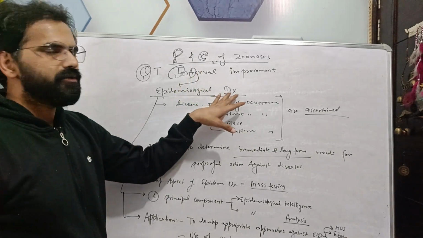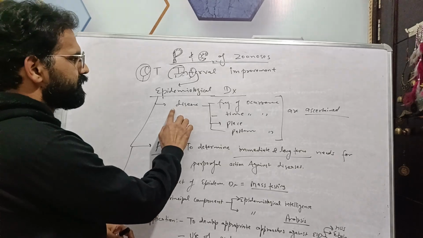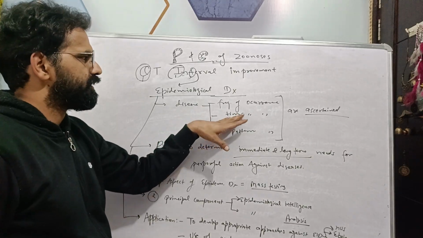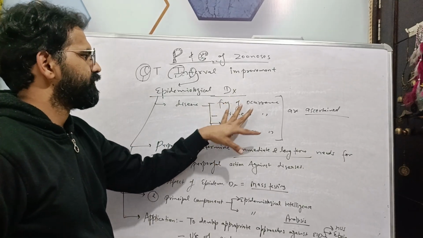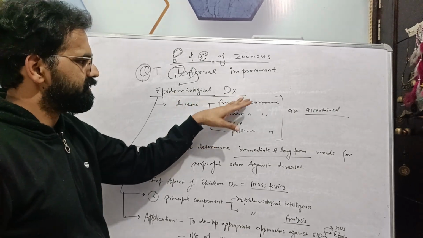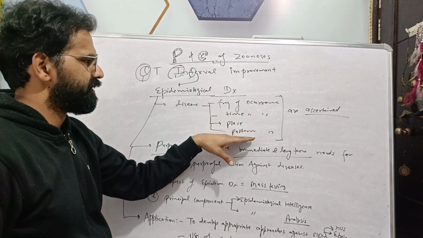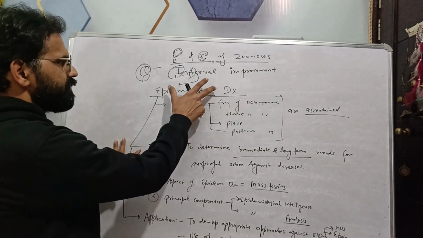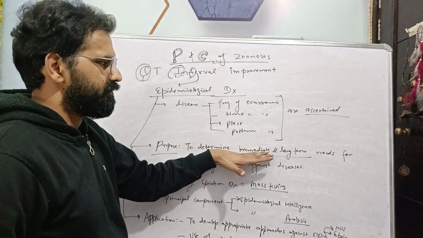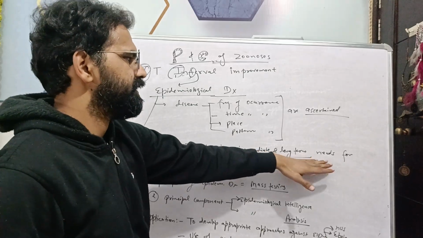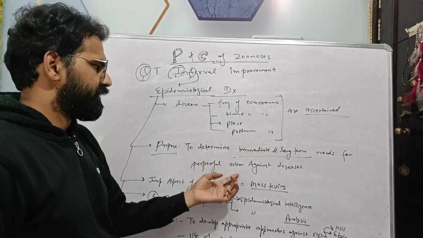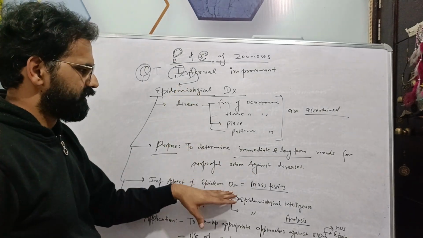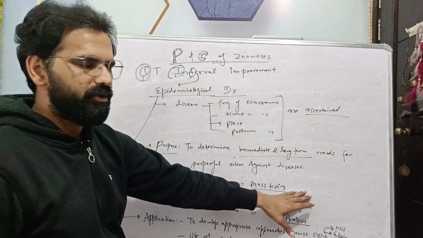Next, E for epidemiological diagnosis. Here, diseases are studied with their frequency of occurrence, time of occurrence, place and pattern of occurrence. For the diseases, these points like frequency, time, place and pattern are ascertained or quantified. The purpose of this epidemiological diagnosis is to determine the immediate and long-term needs for purposeful action against diseases. And an important aspect of this diagnosis is mass testing of the population.